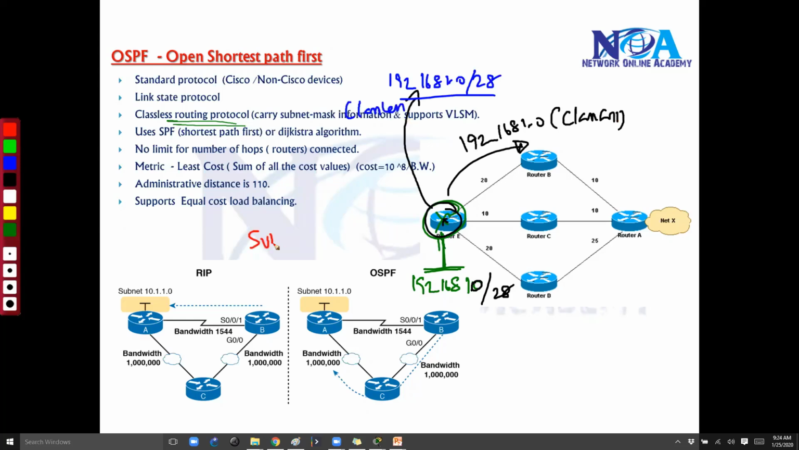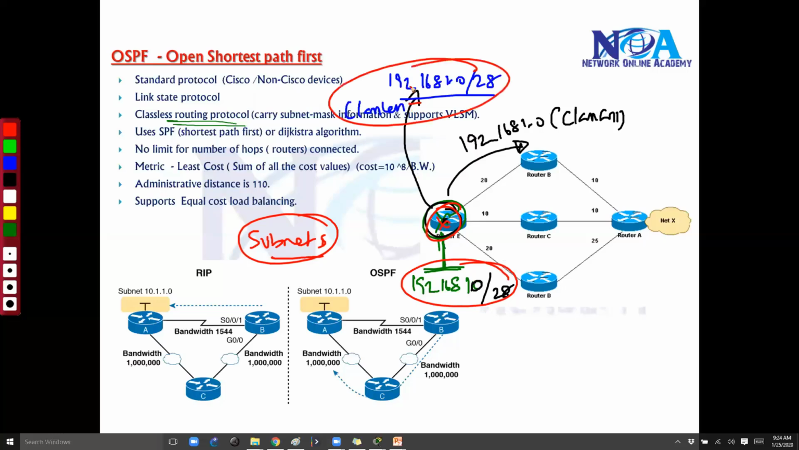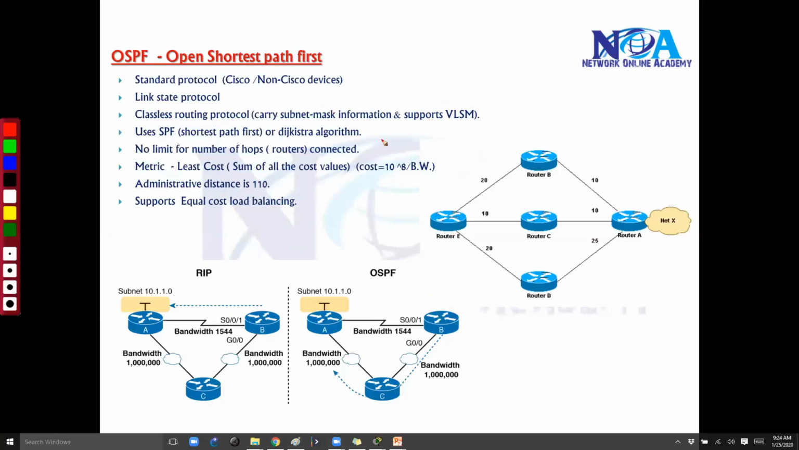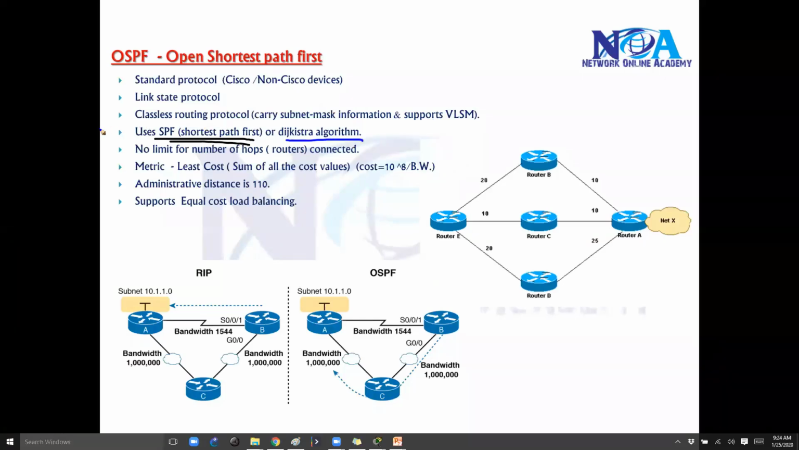In today's networks, we use all subnetworks, and advertising with proper subnet mask information gives proper routing information as well. So classless networks carry the subnet mask information, and they also support VLSM designs, which we use in today's production scenarios. Again, OSPF uses an algorithm called the shortest path first algorithm, also called the Dijkstra algorithm. We'll see later how it calculates the best routes, as we progress with the topics.